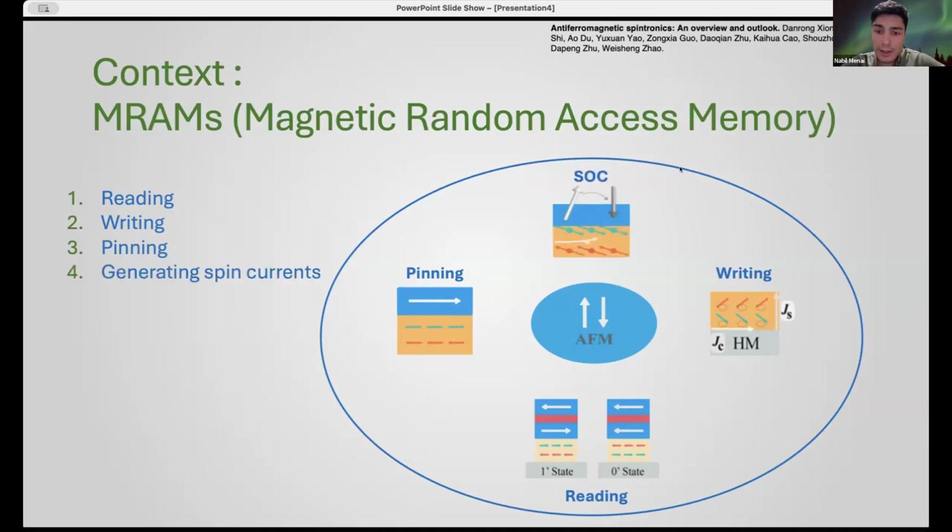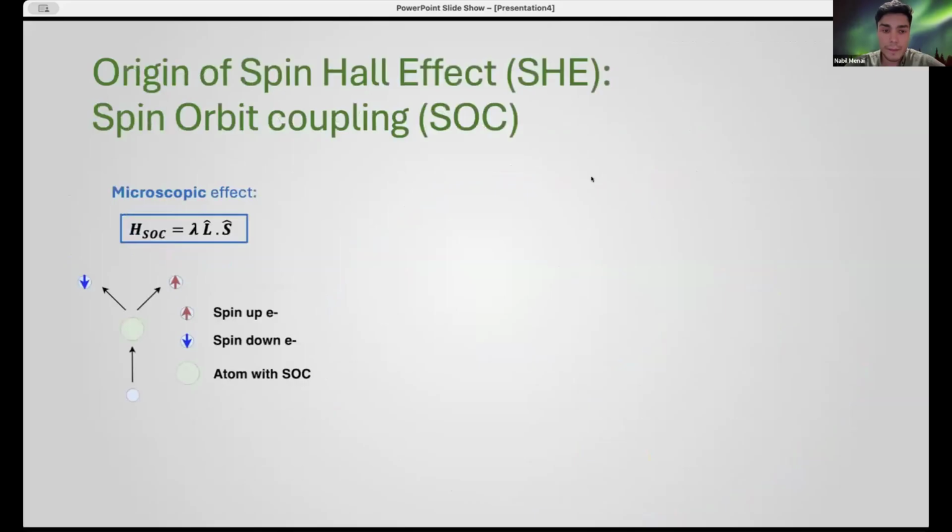And lastly, we can use them to actually generate spin currents using the spin orbit coupling. So we can generate spin currents using antiferromagnets, and these spin currents can be used to, for instance, switch the direction of magnetization of an adjacent ferromagnet. And this will be the focus of our talk. So how can we generate efficient spin currents?